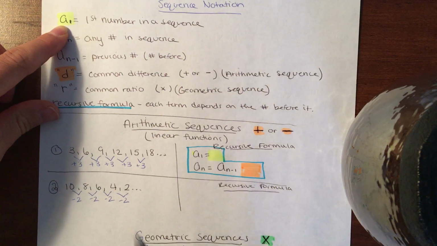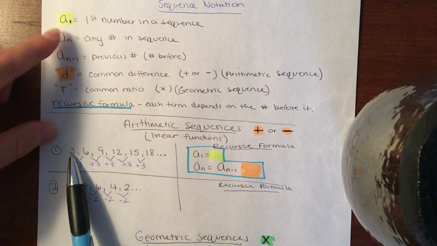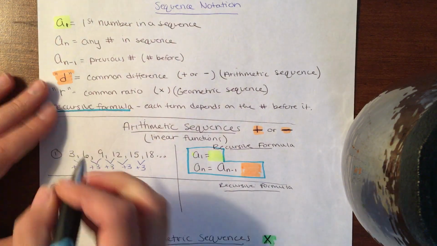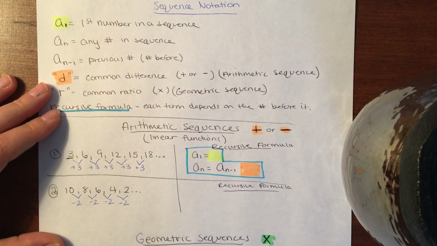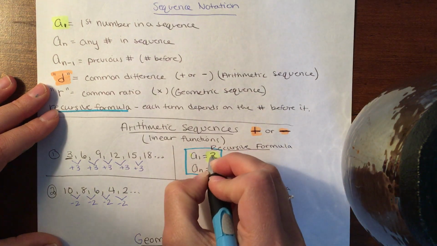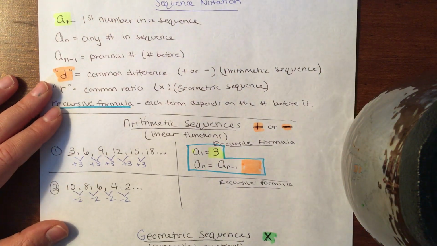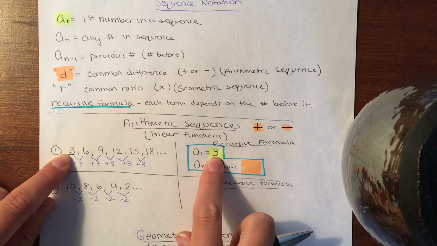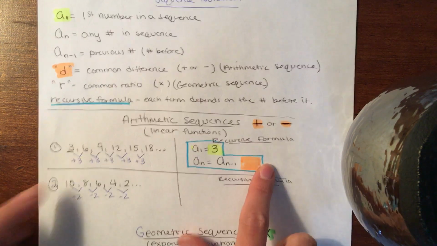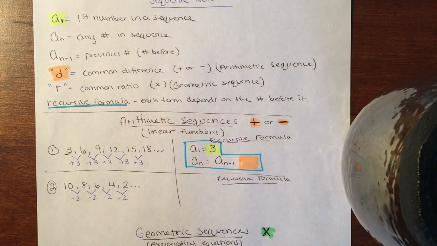So my first number in the sequence, that's the easiest one to find. It's the first number written, okay? So in this case, it's 3. So I'm gonna put the 3 there. My first number is 3. My common difference, what am I going up or down by? Well, I happen to also be going up or down by 3.